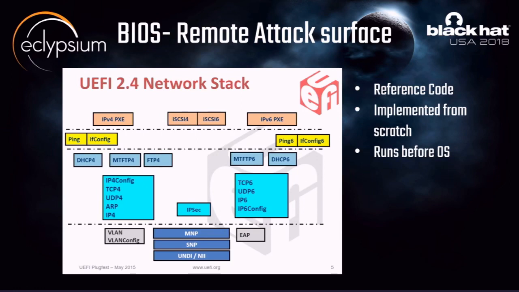Now let's look at the reference implementation for the UEFI 2.4 spec as an example. You can see that there is a lot of functionality here if you want to do PXE boots over IPv4, IPv6, iSCSI as well. You see there's TCP, UDP, IP4, IP6, and DHCP, and so on and so forth. On top of that, that's what the reference code gives you as a vendor, as an independent BIOS vendor or IBV.